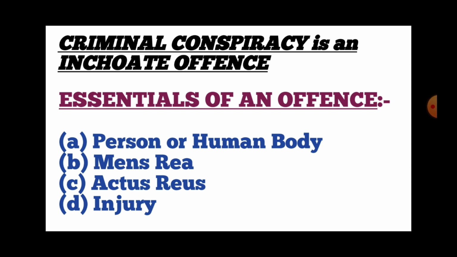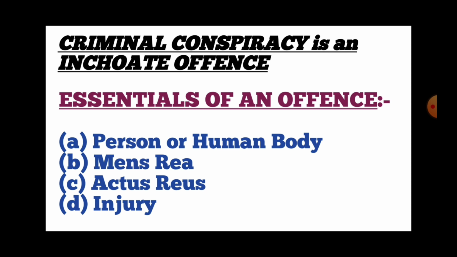As we know, there are four essentials of an offense: human being, mens rea or guilty intention, actus reus or guilty act which is done by the accused person in pursuance of the guilty mind, and an injury which can be caused to a person's mind, reputation, body or property.